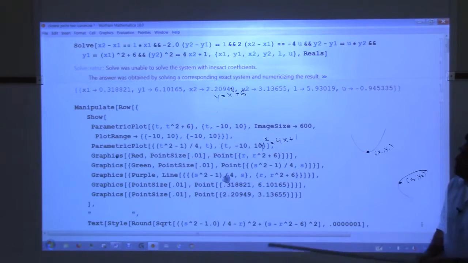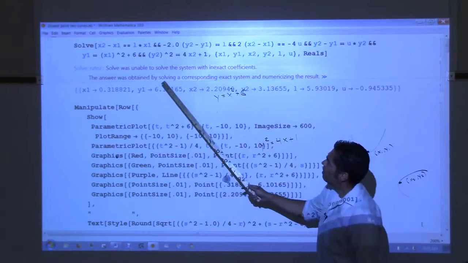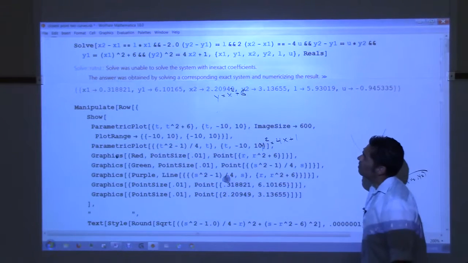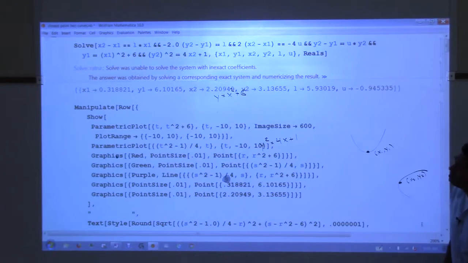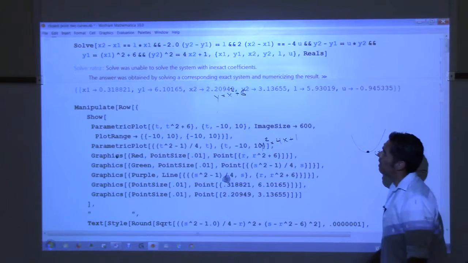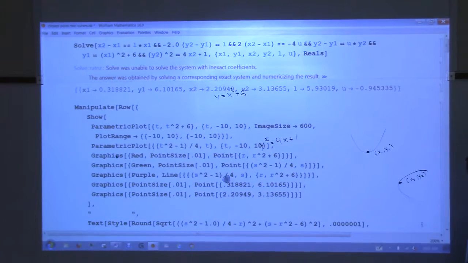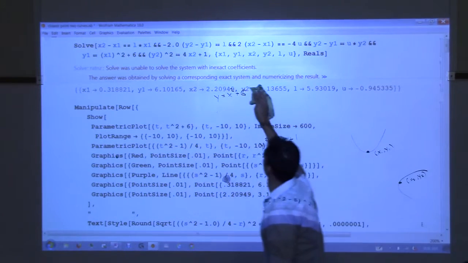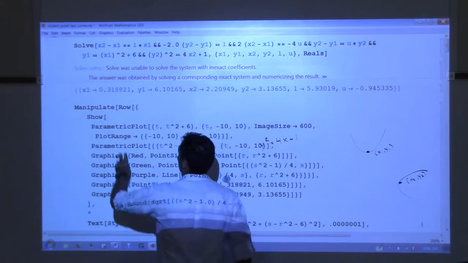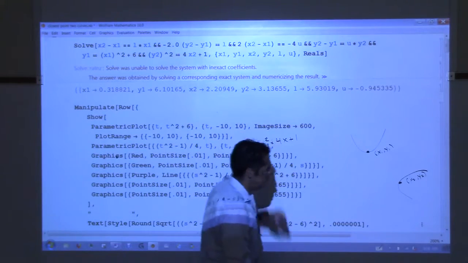And it had trouble. It says: Solve was unable to solve the system with inexact coefficients. The answer was obtained by solving a corresponding exact system and numericizing the result. So that means the computer had trouble, but it was able to get it. And it gave me this solution. This was the only solution it gave me for x1, y1, x2, and y2.